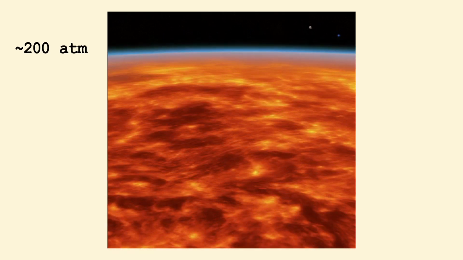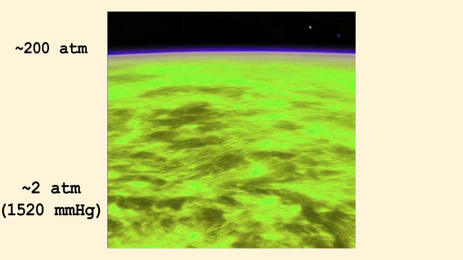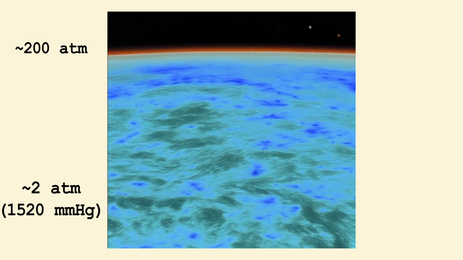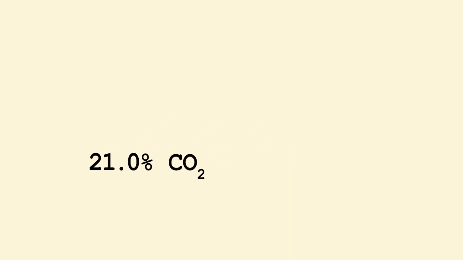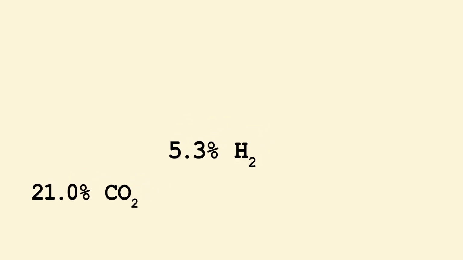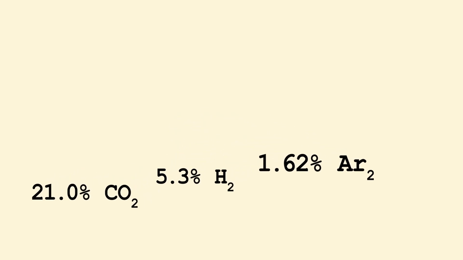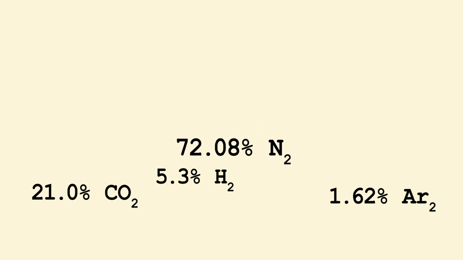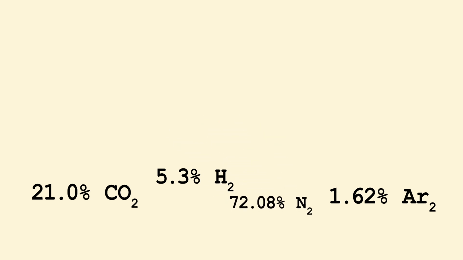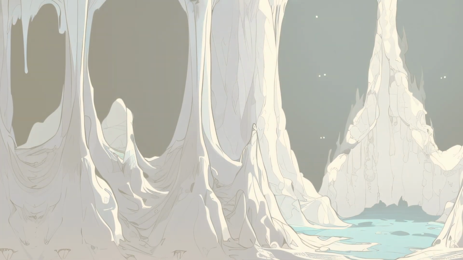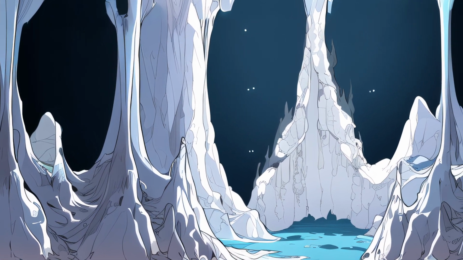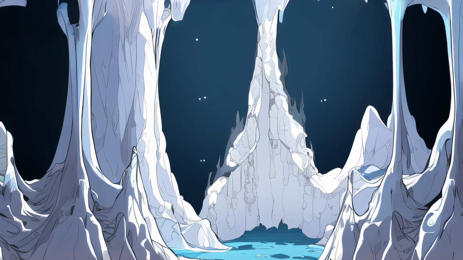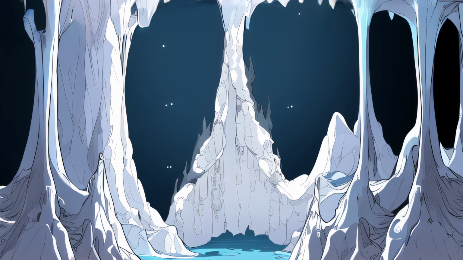from about 200 atmospheres of pressure down to a stable 2 Earth atmospheres, or 15-20 millimeters of mercury. The air is made up of 21% carbon dioxide, 5.3% hydrogen, 1.62% argon, with the remaining 72.08% composed of nitrogen. Deep in geothermal hot springs and along volcanic fault lines, the hot gas and nutrient-rich biome cause reactions to start happening spontaneously, forming amino acids and simple sugars.